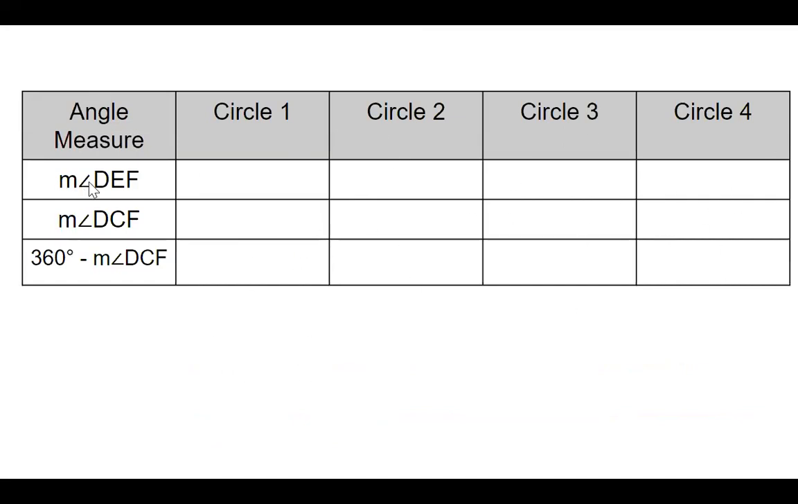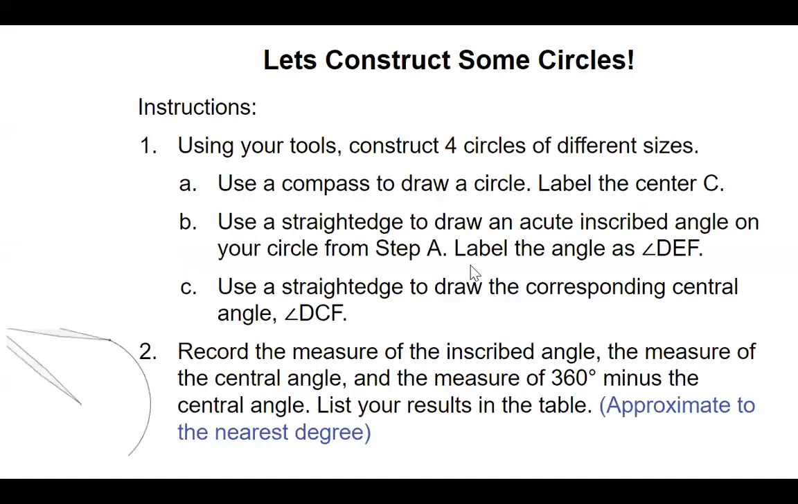We're going to measure each of the inscribed angles, DEF, for circles 1, 2, 3, and 4. And then for the same circle, for circle 1, with the first one that you drew, we're going to measure the central angle, DCF. Then we're going to take 360 and subtract the measurement of DCF from it. All right, let me show you mine very quickly, how to measure.